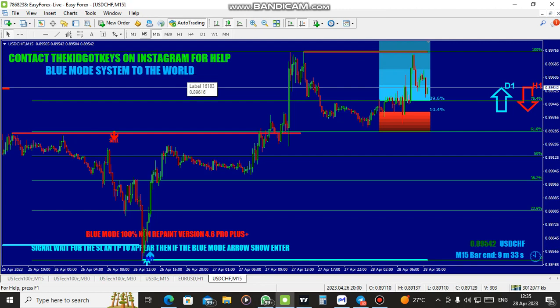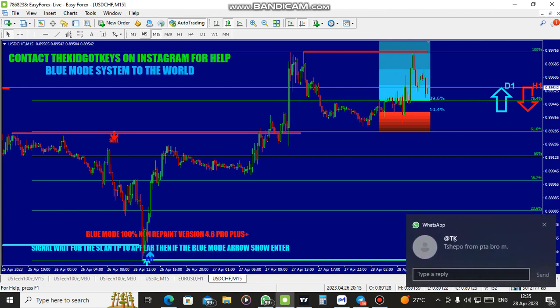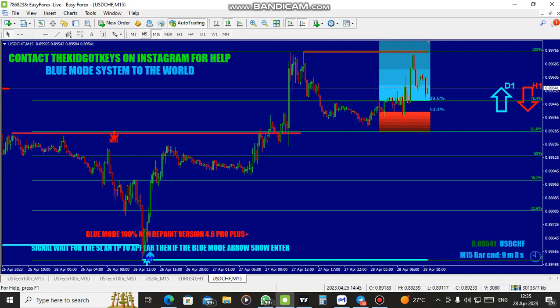Time frame that I recommend, if you're a swing trader, I advise you to use 1 hour time frame and 15-minute time frame. This is the time frame that I recommend when you're using the system. And if you're a scalp trader, I advise you to use 5 minute time frame and one minute time frame.